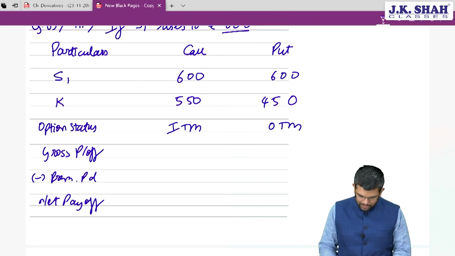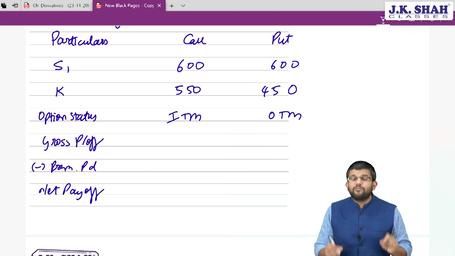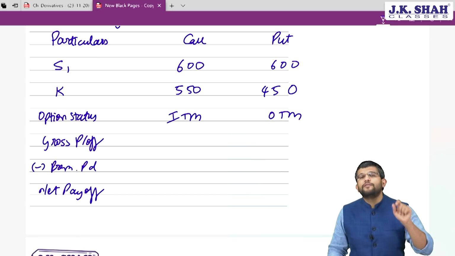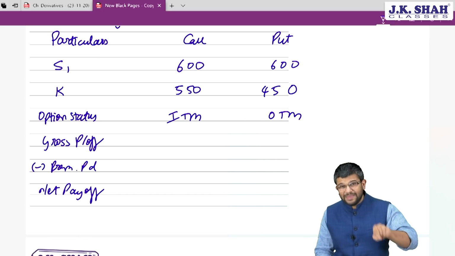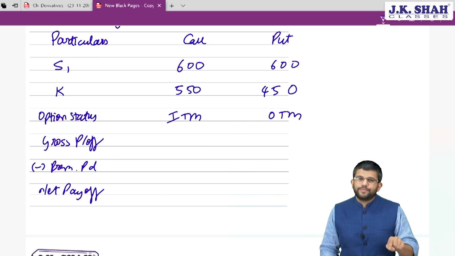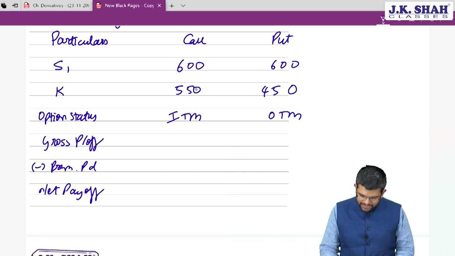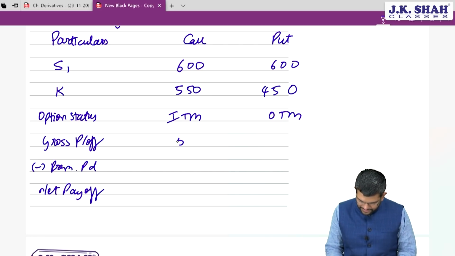Everybody following? Now children, gross payoff. Students, we have bought a call here, and therefore for a call option buyer, in the money call means the gross payoff will be S1 minus K, 600 minus 550, that is 50.